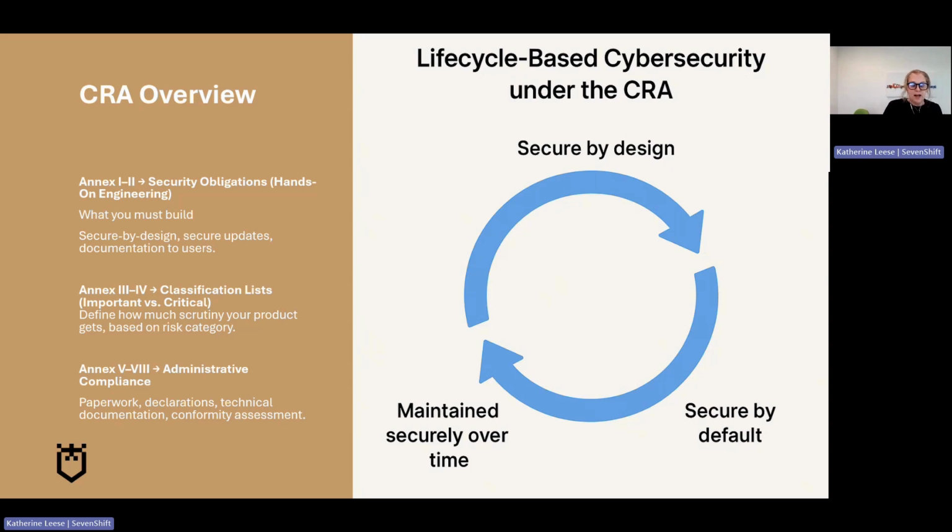documentation. Annexes 3 and 4 are all about the scoping. So which category your product falls into will determine the amount of scrutiny that it gets. And then we have administrative compliance in Annexes 5 to 8, which is about the paperwork, the declarations, documentation, and the conformity assessment itself.